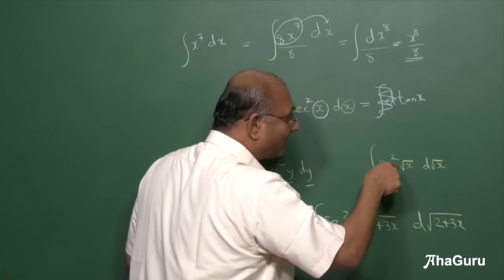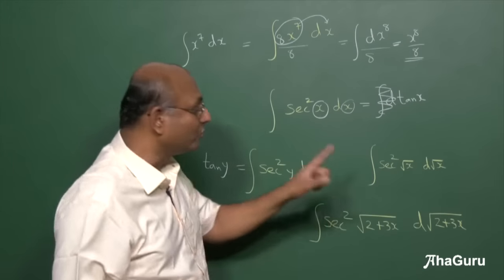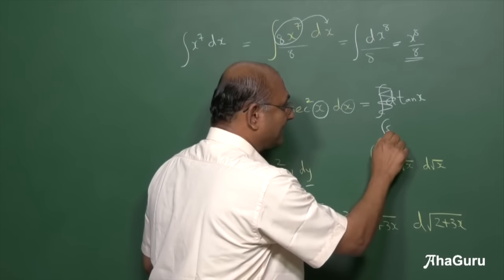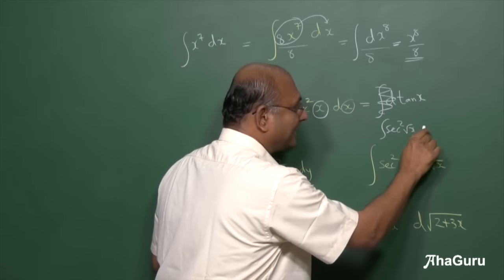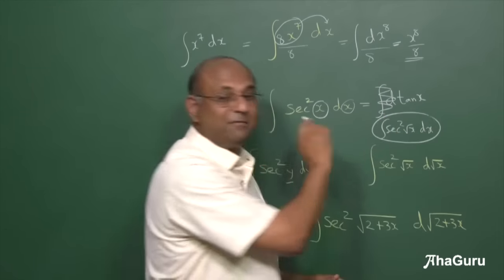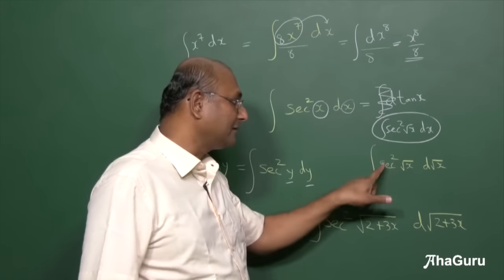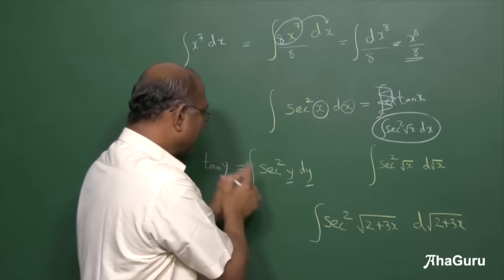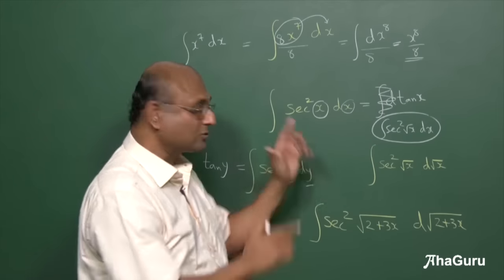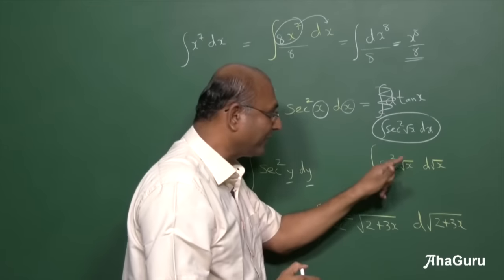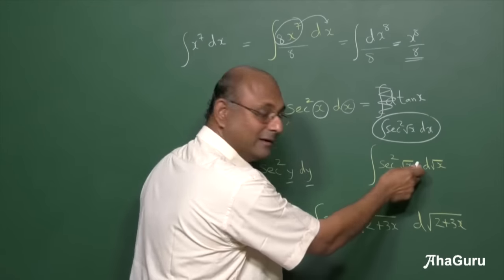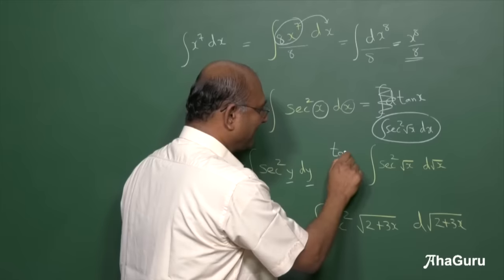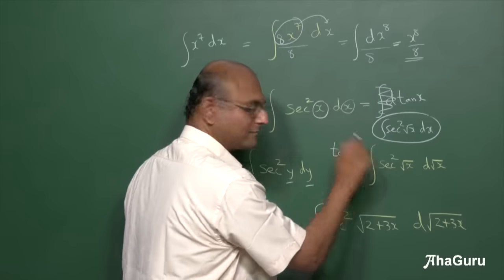What will be secant square root x d root x? This is also root x, that's also d root x, okay? By the way, if the question was secant square root x dx, this is a very, very different question. I am talking about secant square root x d root x, secant square x dx, secant square y dy, secant square blob d blob, secant square root x d root x. What is the answer? This will be tan root x. Okay, so the answer to this one is tan of root x.